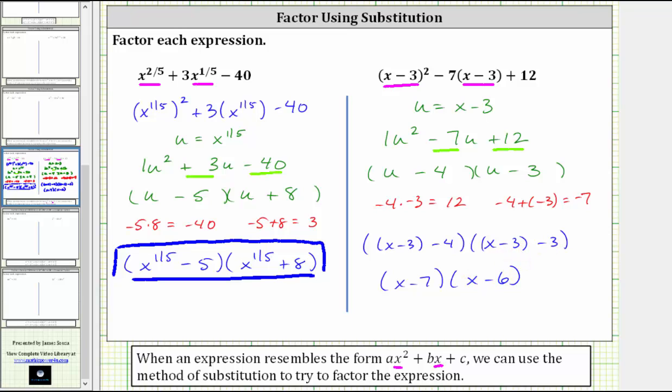This is the factored form of the original expression. And again, we factored this using substitution rather than multiplying all of this out and then factoring.